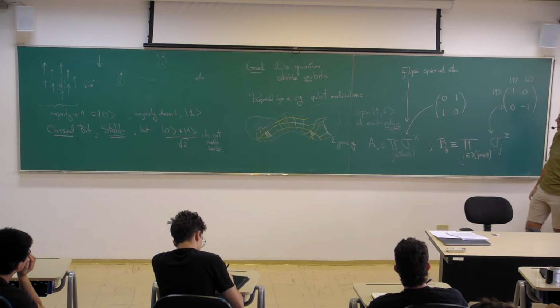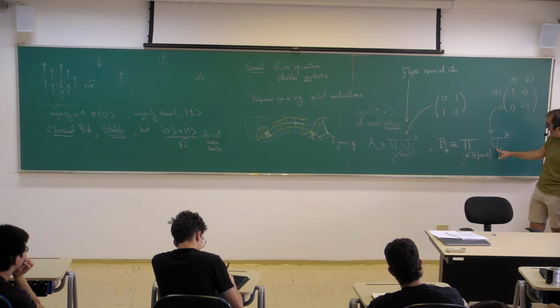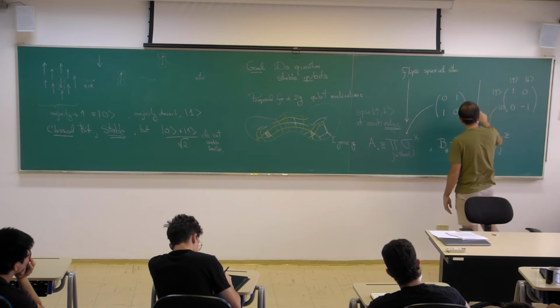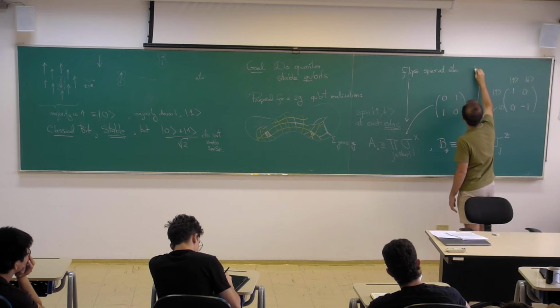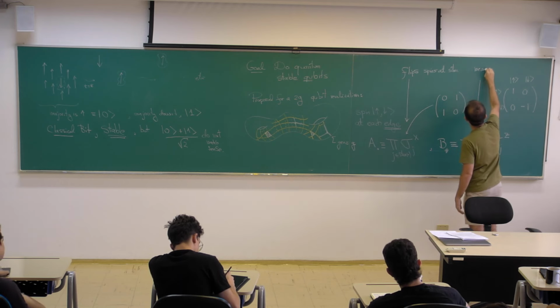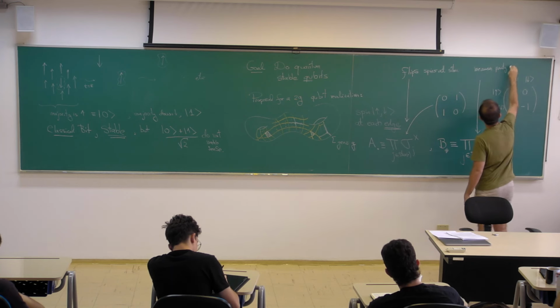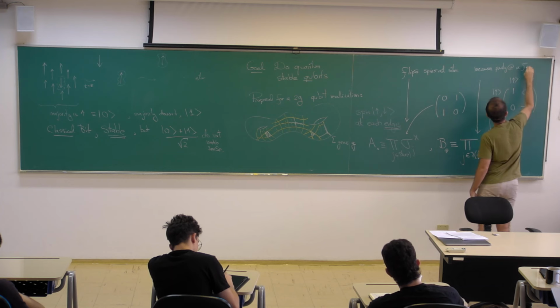This one instead, if you have a fixed configuration, it measures. If it's up, it gives 1. If it's down, it gives minus 1. So that one flips, and this one measures, if you want, the parity at a face.